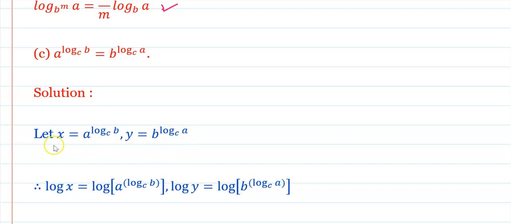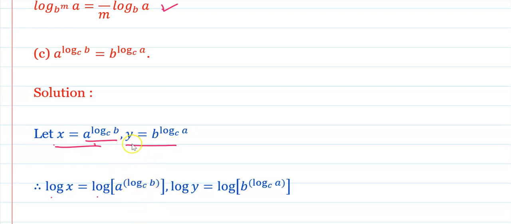Now again, this is the exponential form. We will convert it into the log form. This is an exponential form, and if we want to convert it into log, that is, take log on both sides. What have we taken on both sides? We have taken log. That is, log of x is equal to log of this whole quantity. What is that? a raised to log of b to the base c. Log of a raised to log of b to the base c.